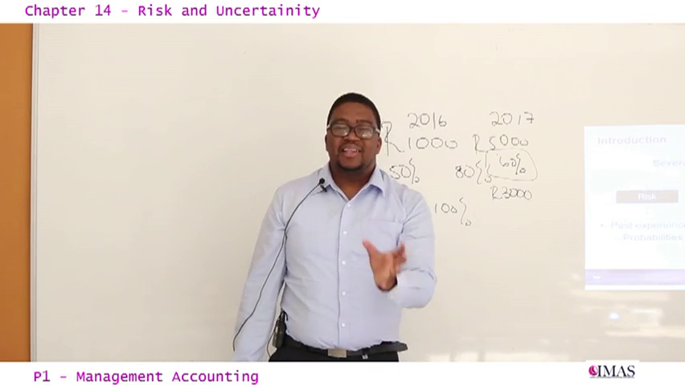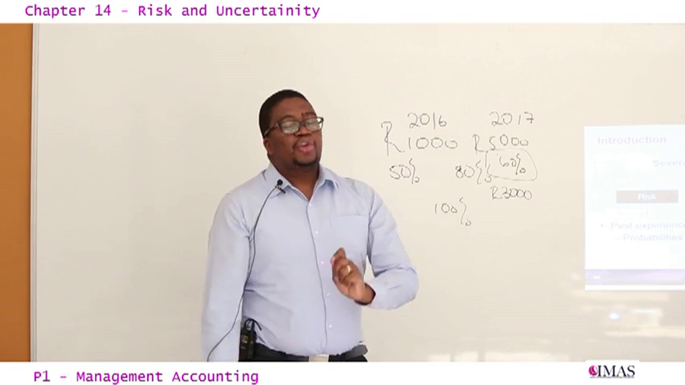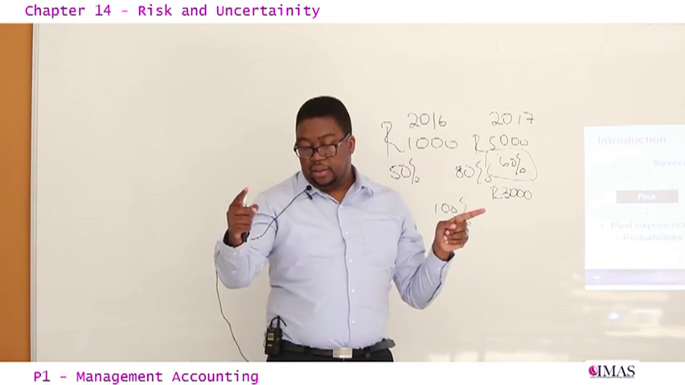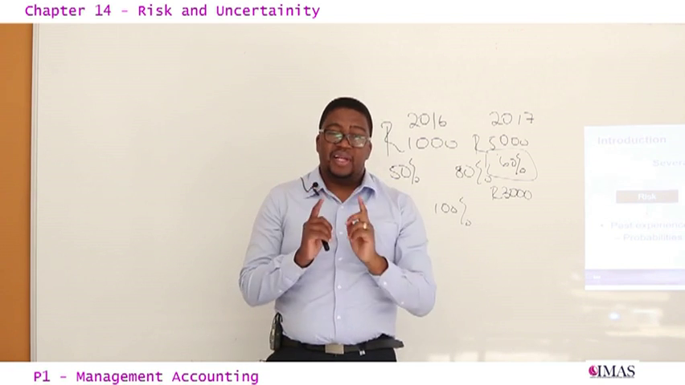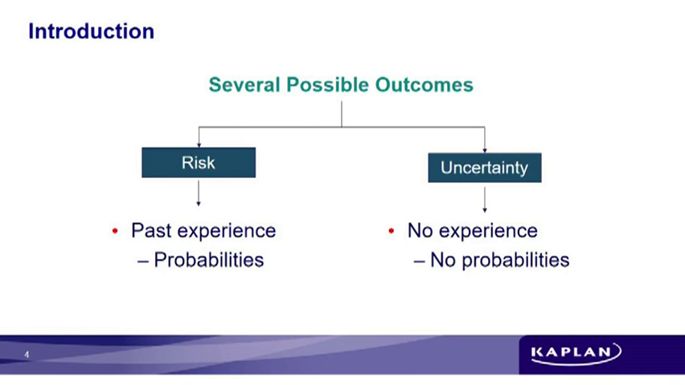Therefore, when it comes to uncertainty, you will not be able to apply probabilities. That's the difference between risk and uncertainty. With risk, you have probabilities that you will assign to an event or to an activity. But with uncertainty, you're not going to have those probabilities.